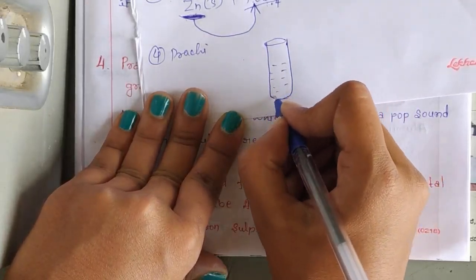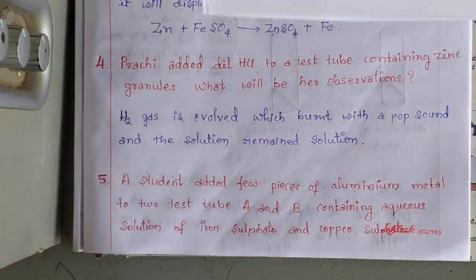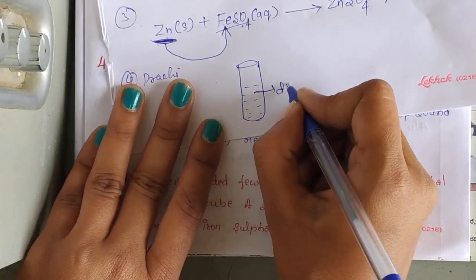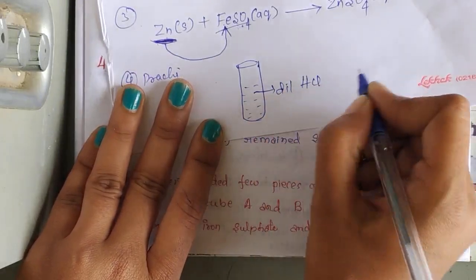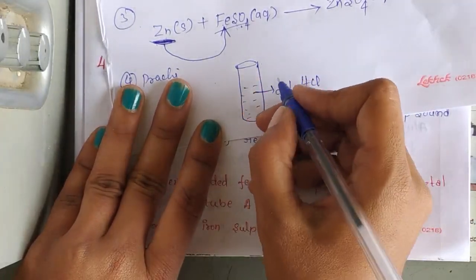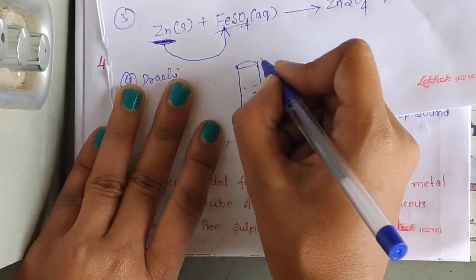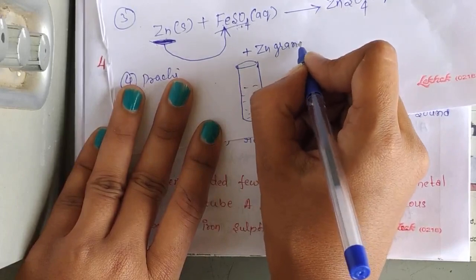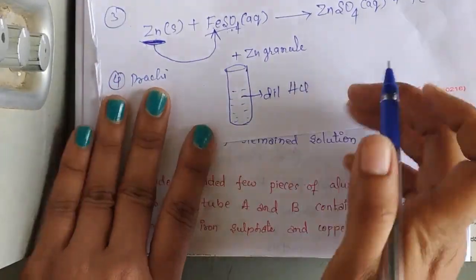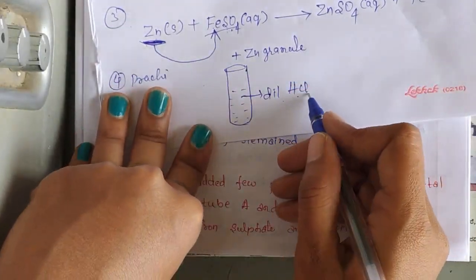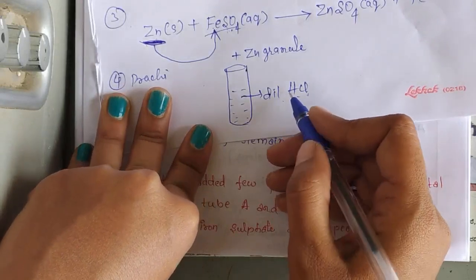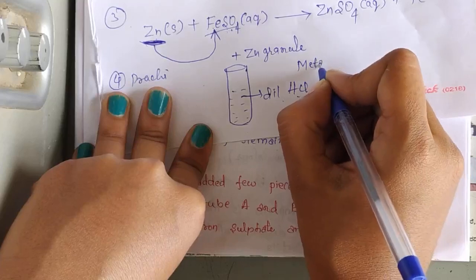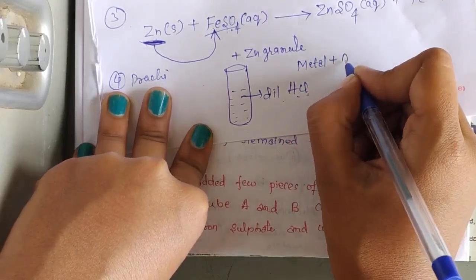In the test tube, she has placed dilute HCl, and to this test tube she is adding zinc granules. Zinc is a metal, and dilute HCl is hydrochloric acid. It is an acid. Here the reaction taking place is between a metal and an acid.